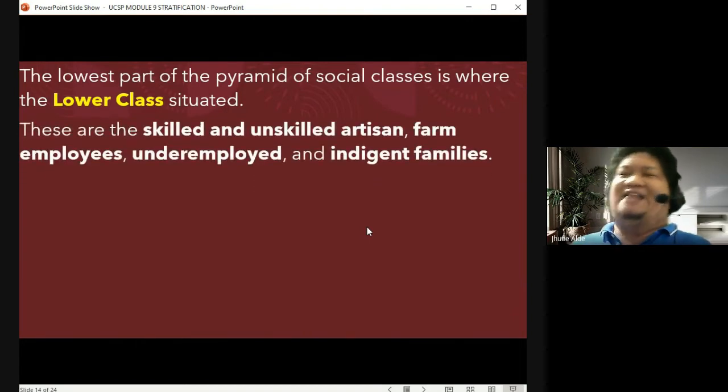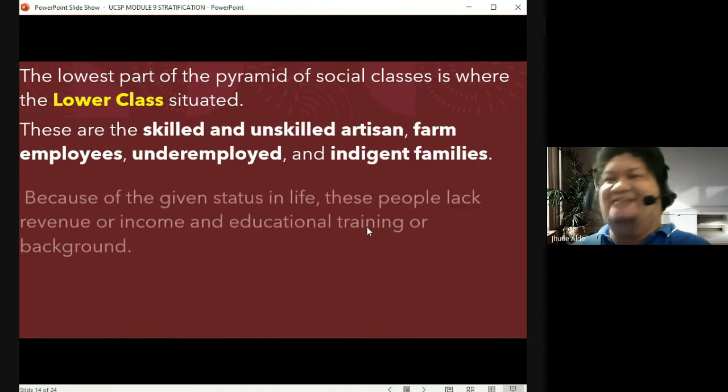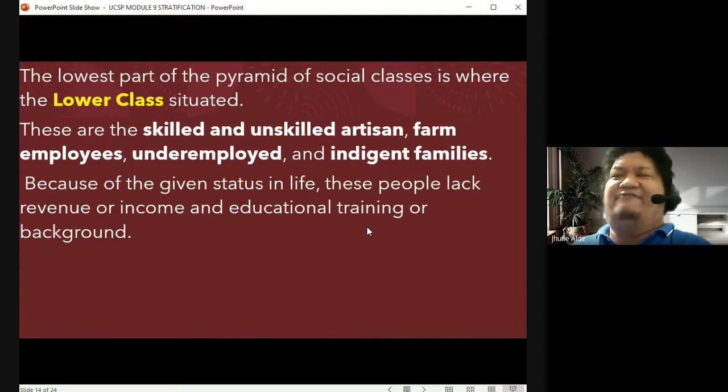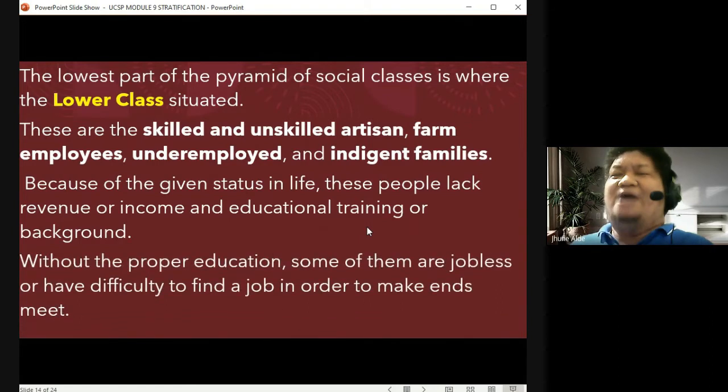They are the skilled and the unskilled artisans, the farm employees, the underemployed, and the indigent families. So sila yung mga kabilang sa lower class. Because of the given status in life, these people lack revenue or income and educational training or background kasi nga they belong to the marginalized group of people. Without the proper education, some of them are jobless or have difficulty finding a job in order to make ends meet. So mga nahihirapan silang maghanap ng trabaho, no?